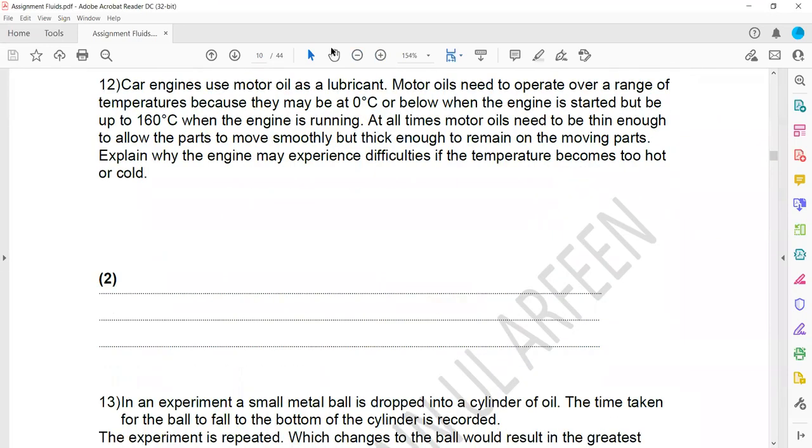In question 12, car engine use motor oil as lubricant to reduce the friction. Motor oil needs to operate over a range of temperature because at 0 or below when the engine started, but up to 160 when the engine is running. At all the time motor oil needs to be thin enough to allow the parts to move smoothly, but thick enough to remain on the parts. Explain why the engine oil may experience difficulty if the temperature becomes too hot or too cold.